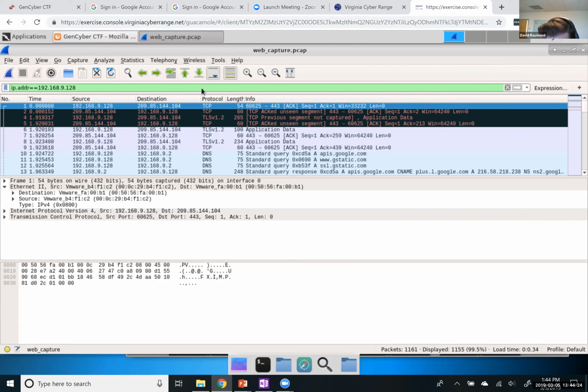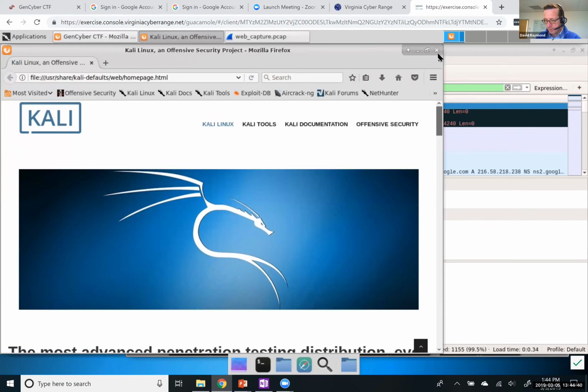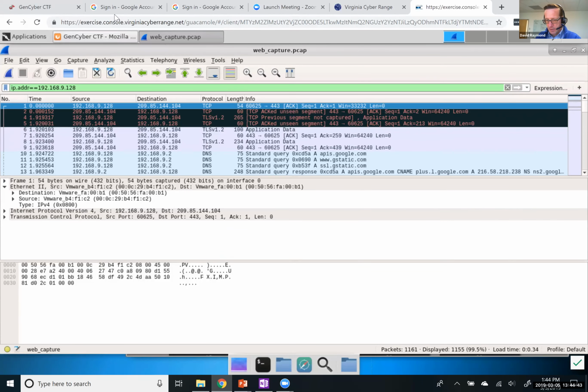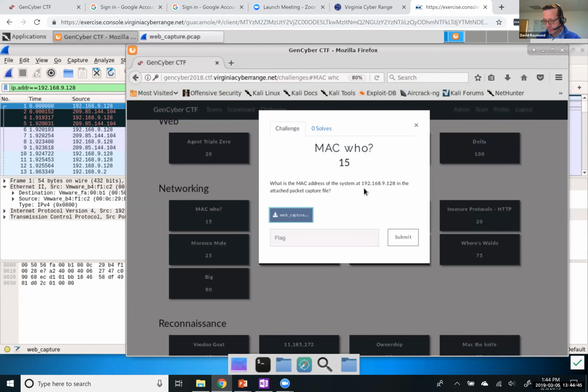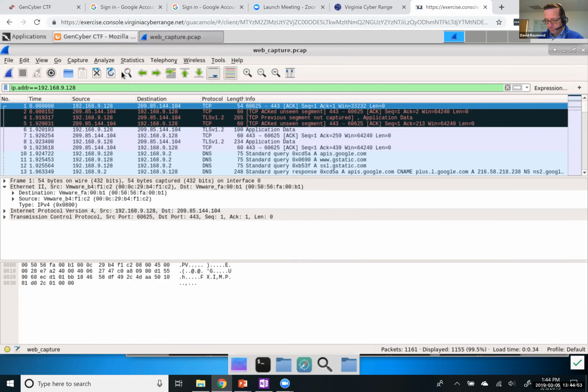So we're going to start with our IP address, right? So we have the source of the traffic. The IP address of the source is 192.168.9.128, and that's what we're looking for in our CTF, right? So if I go back to my CTF challenge, 192.168.9.128, and I'm looking for the MAC address. Okay, so we found the packet with the right source IP address. Now we need to figure out what the MAC address is.